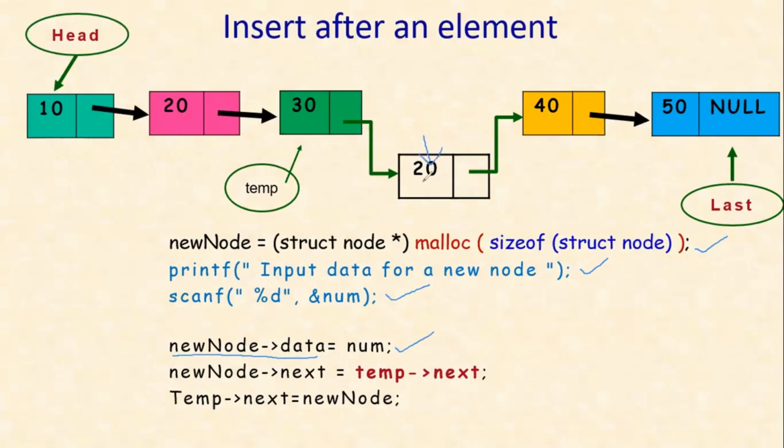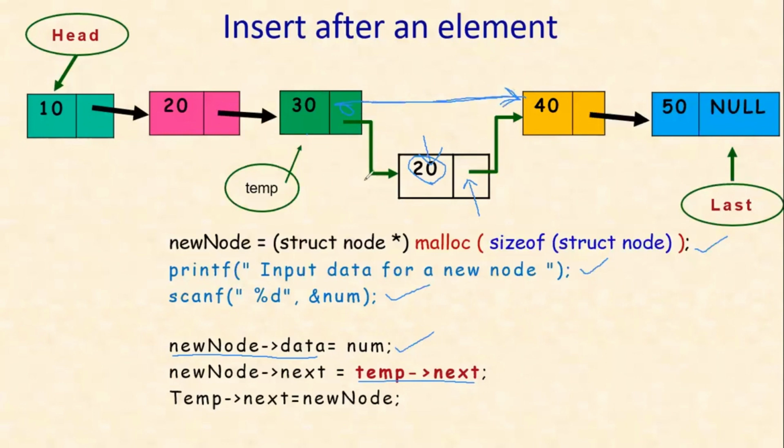Let us say I have given 20 as the new value, and I kept 20 in that. Then what is new node next? New node next means the address part of the new node. So I am writing new node next is equal to temp next. Here temp is pointing to this. Previously, temp next value is nothing but the address of this, because this connection, which I am showing here using this line, is already existing.